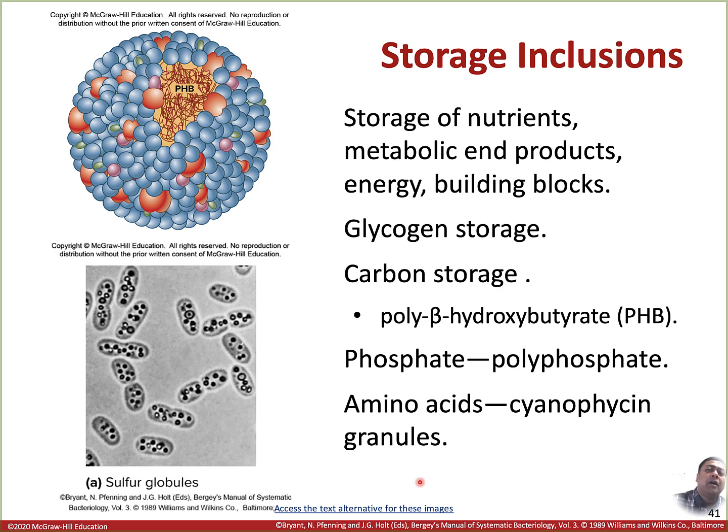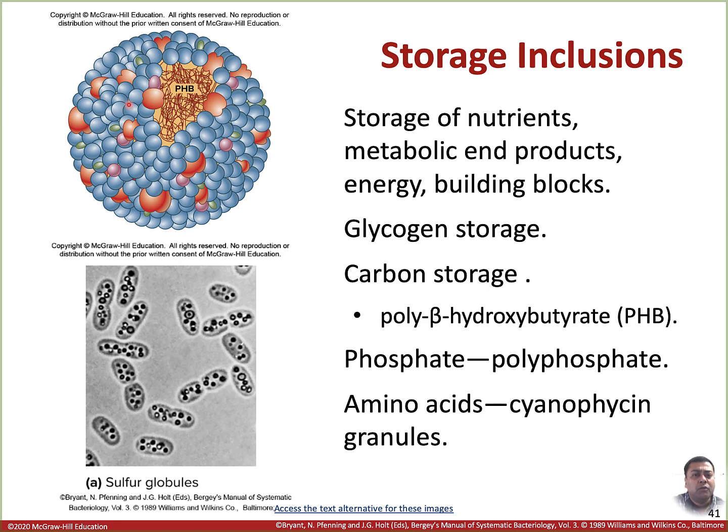So what kind of storage inclusions do the bacteria have? They store nutrients, metabolic end products, and energy building blocks. Glycogen is a classic example of that. So the glucose is converted to glycogen, and this is stored as an energy molecule. Carbon storage is usually with polybeta hydroxybutyrate, or PHB, and these are put in a typical structure. You can see that this PHB is inside, covered by a layer of proteins. And this is a storage structure or inclusion in many of the cells.